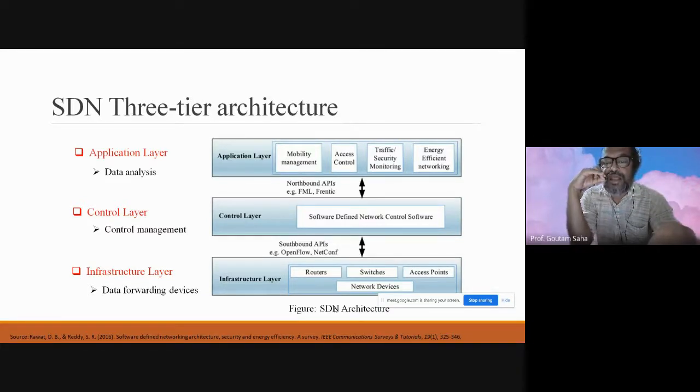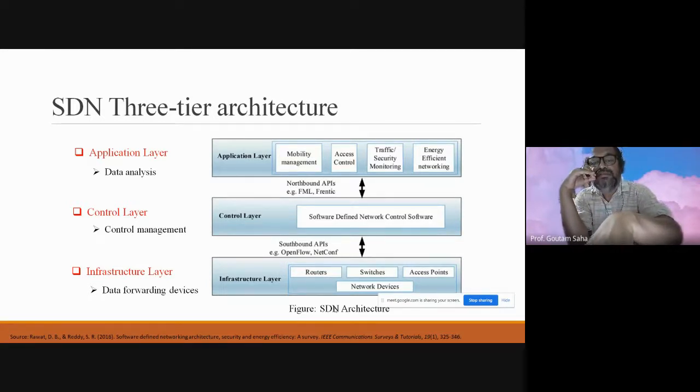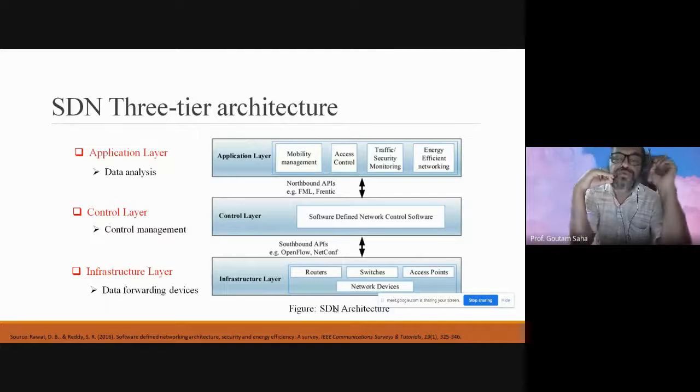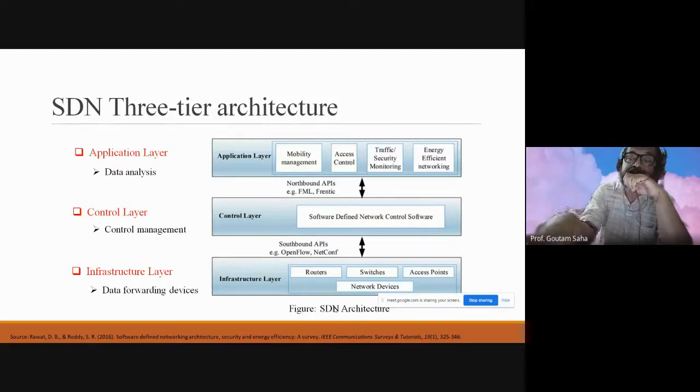From the control layer, if it is to be sent to the cloud, it goes through the northbound APIs to the application layer, that means the cloud. From there, mobility management, access control, traffic security monitoring, energy monitoring, all these things can be done. Data is stored, and they can find the strategy for traffic security monitoring, energy efficient networking, and all these things are done from there.